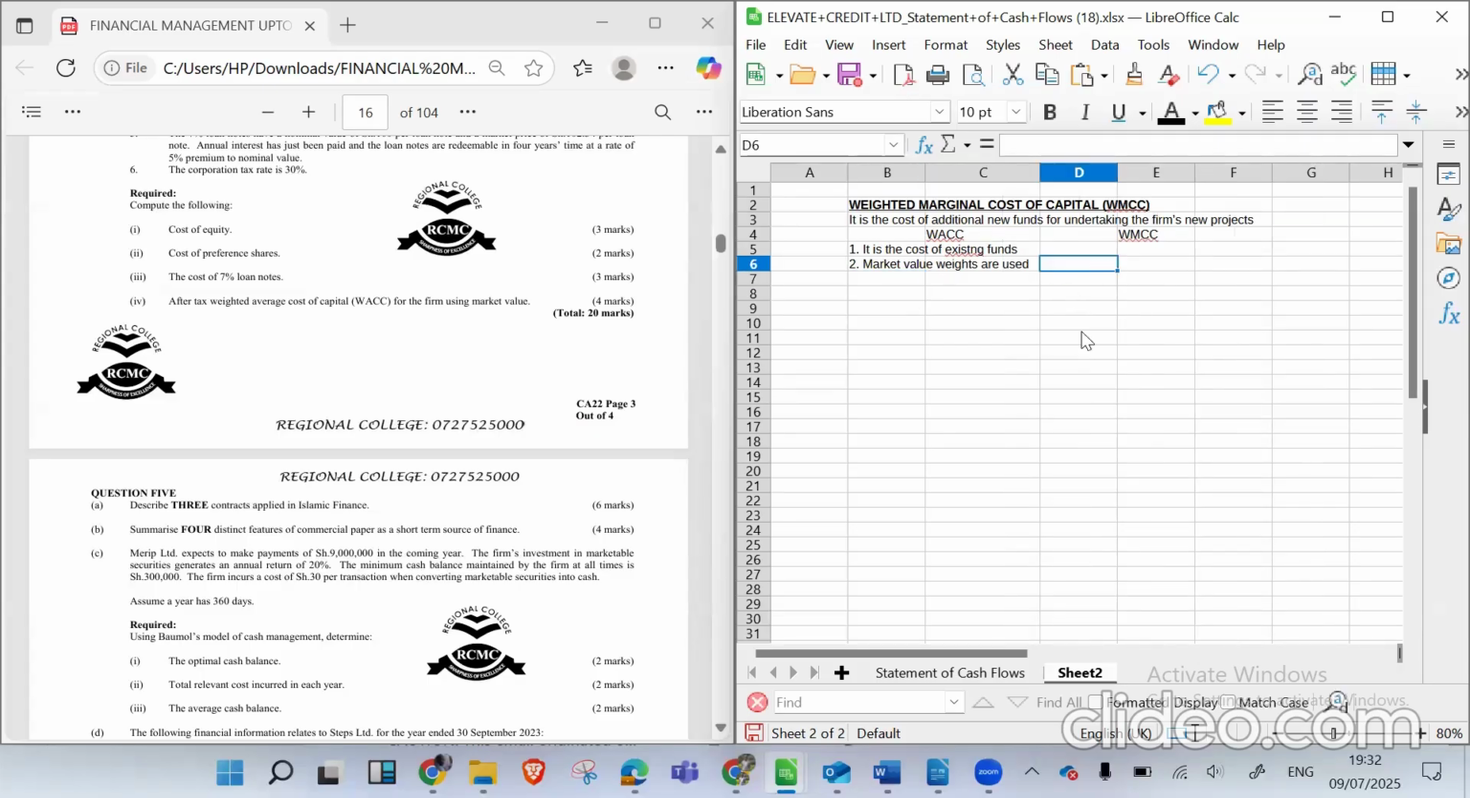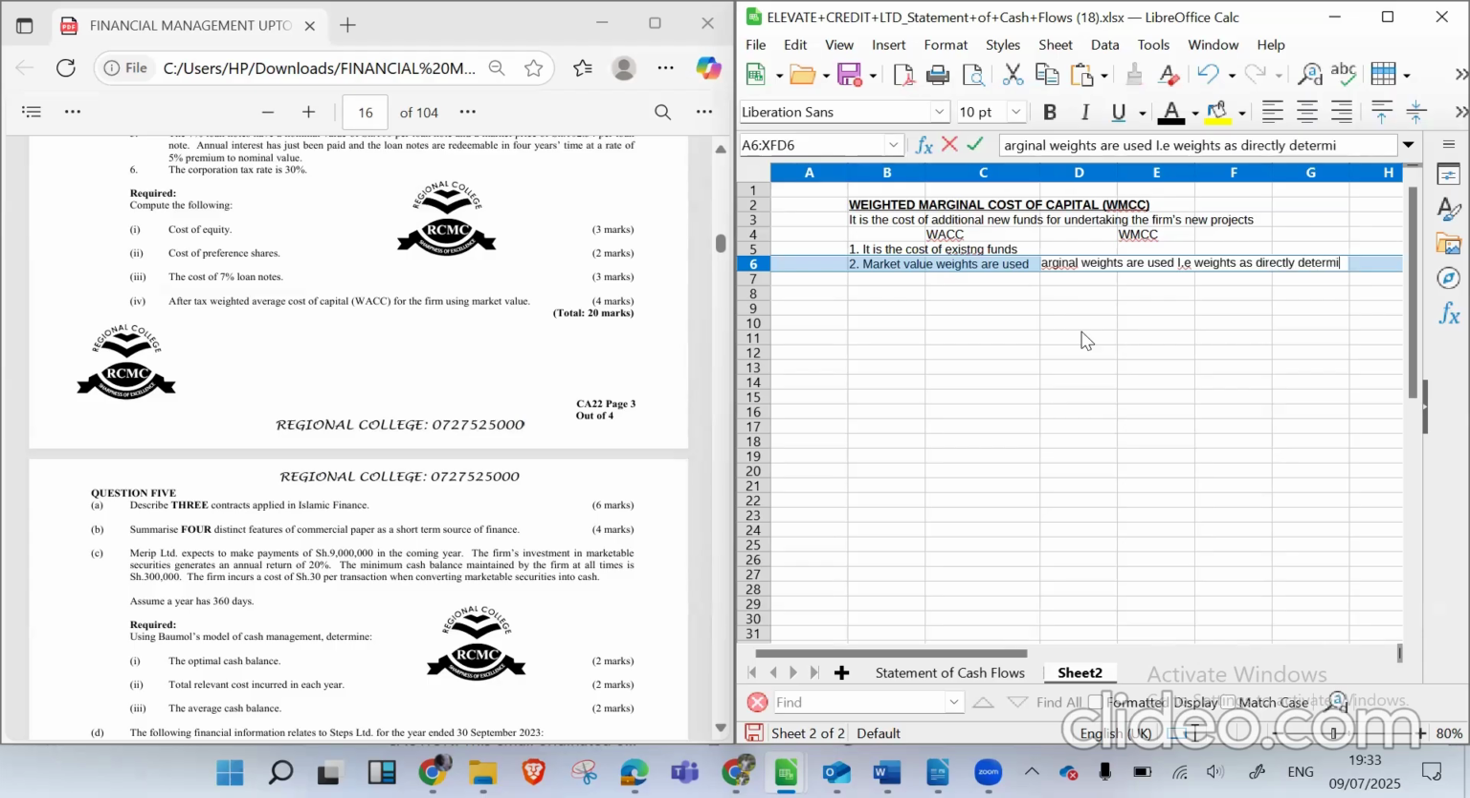On the other side, you say marginal weights are used, i.e., weights as directly determined from the firm's optimal capital structure.